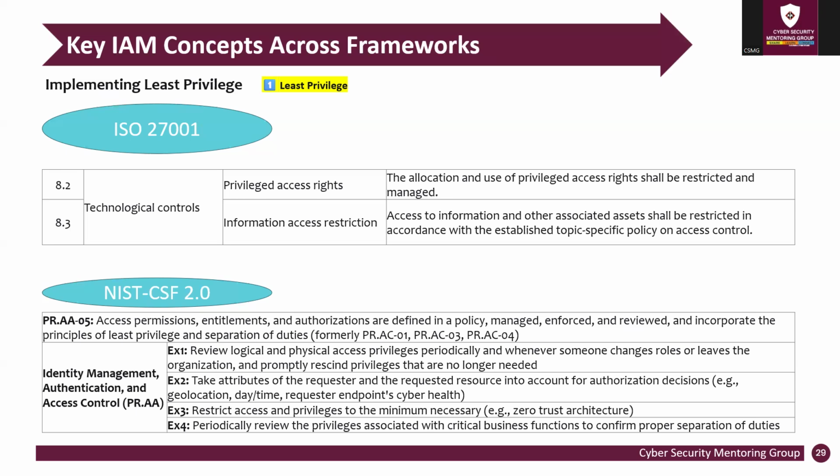Least privilege that you need to use, least privilege. Read-only is read-only. Don't give someone an admin right when they only need read-only rights. So take attributes of the requester and the requested resource into account for authorization. So who is the person asking? Where is the person from? When is the person asking for this? These are all metrics that help strengthen the least privilege.